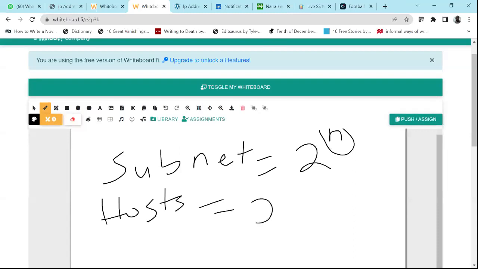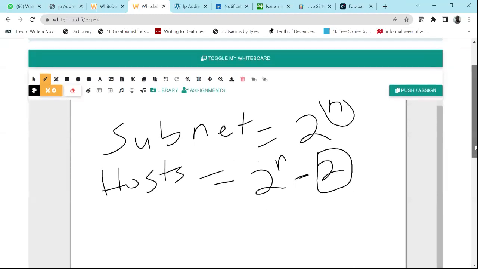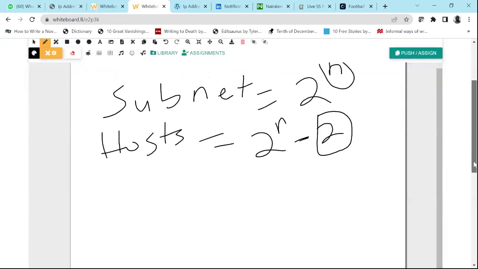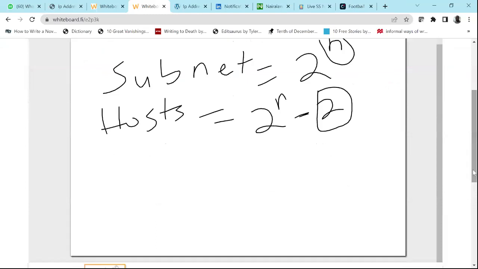The number of hosts is the same 2 raised to power n, but minus 2. Now I'll tell you why you minus 2. In every network, you cannot assign two of the IP addresses. The first, the network address, you can't assign a network address to a system, and you can't assign the broadcast. I'll show you what that means.